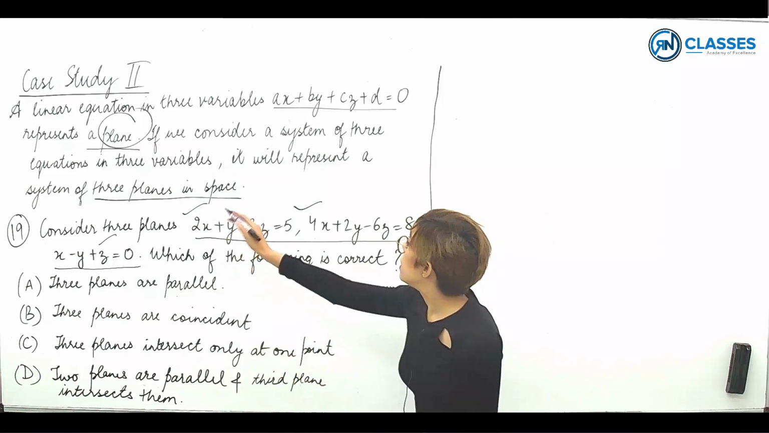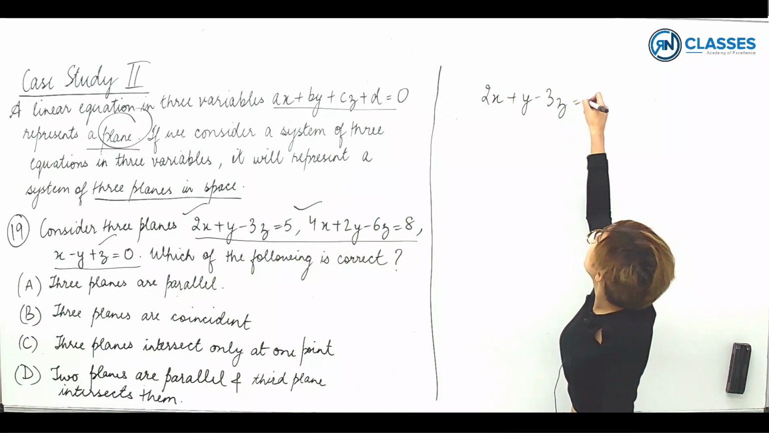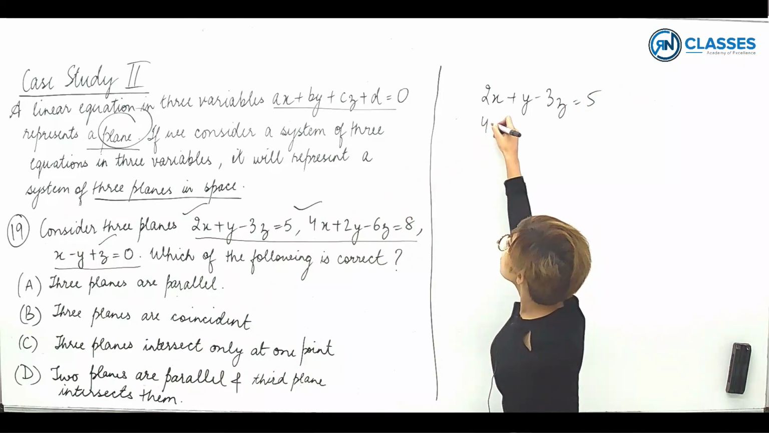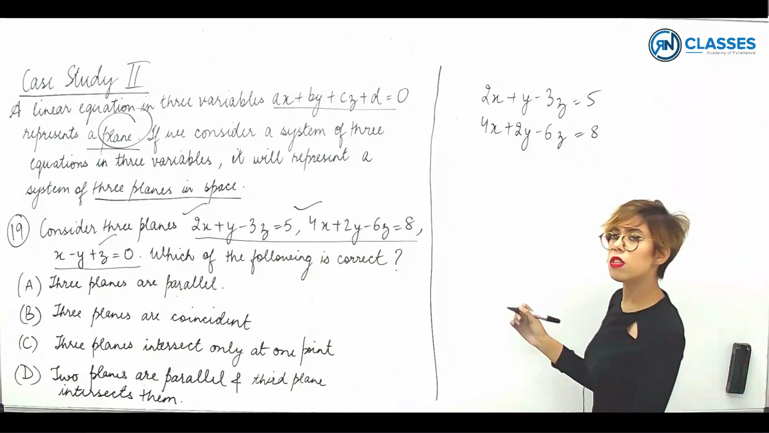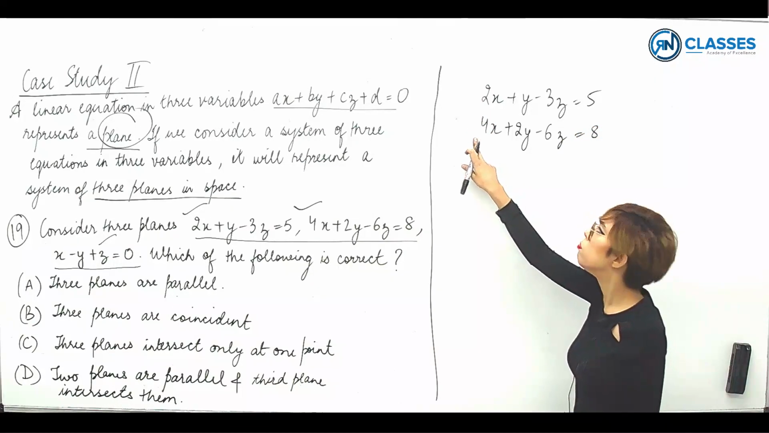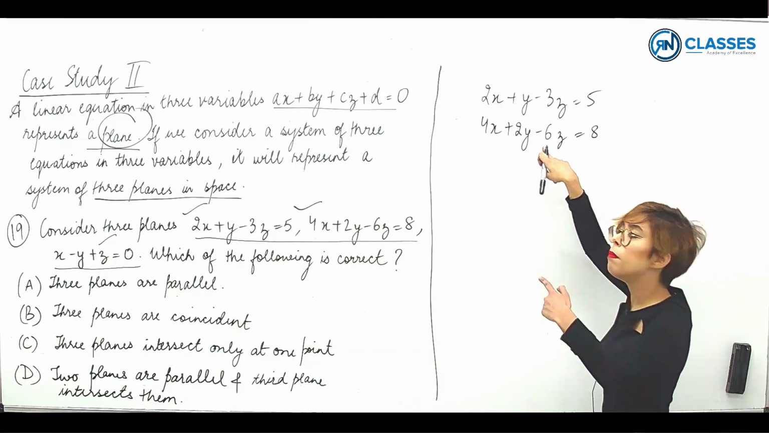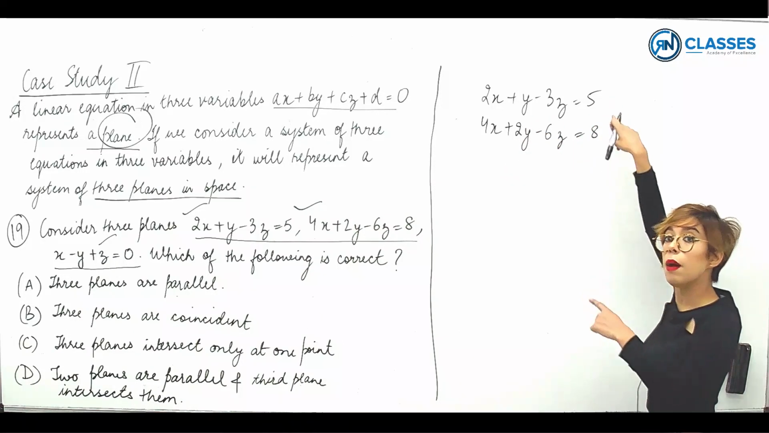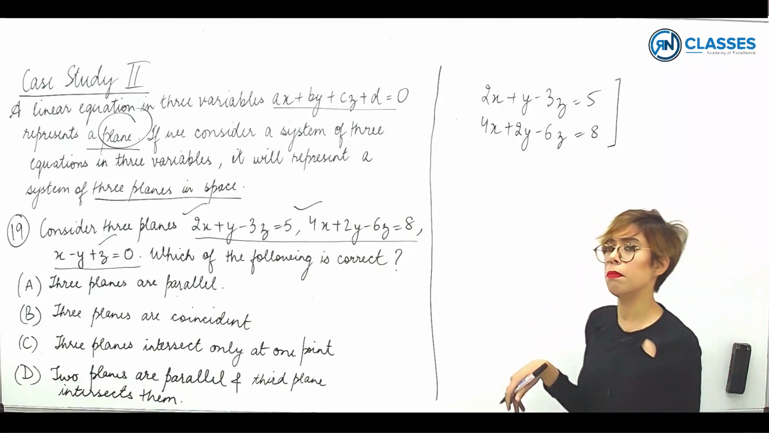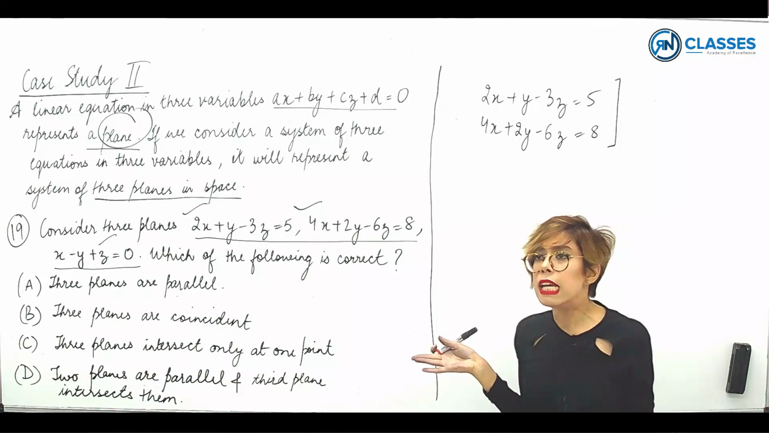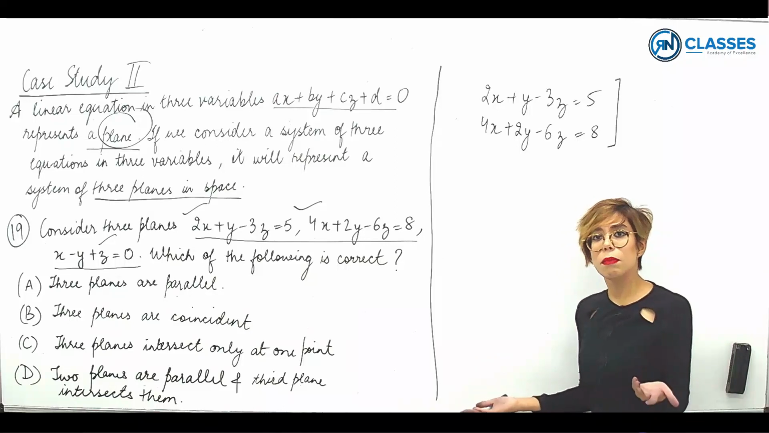Now if you look carefully, this is 2x plus y minus 3z equal to 5. Second equation is 4x plus 2y minus 6z equal to 8. Now just look at it. 2, 4. Double हो रहा है. 1, 2. Double हो रहा है. Minus 3, minus 6. Again double up. 5, 8. यहाँ पे double नहीं हुआ. Can you tell me what kind of planes would they be? Definitely they would be parallel. Right? Come on. Common sense.